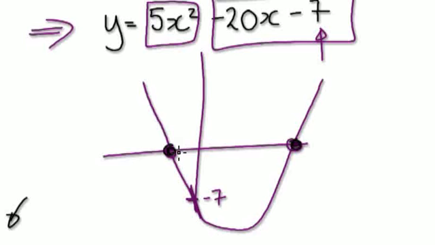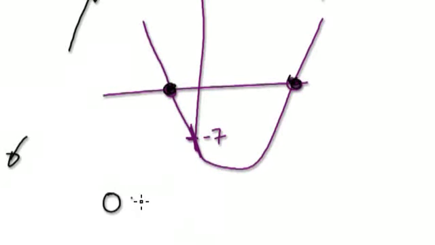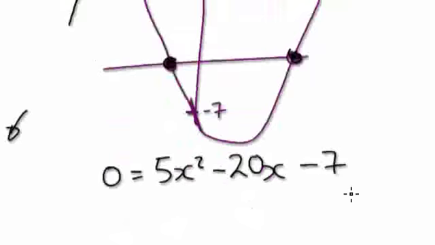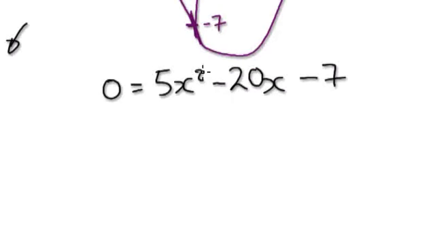Okay. So to do this, at these two points here, the y value will be 0. So put 0 into this y here. So you will have 0 equals 5x squared minus 20x minus 7. Now remember, we don't want the coefficient to be above 1. So let's divide everything by 5. This next move is just a technique. We just want this coefficient to be 1.